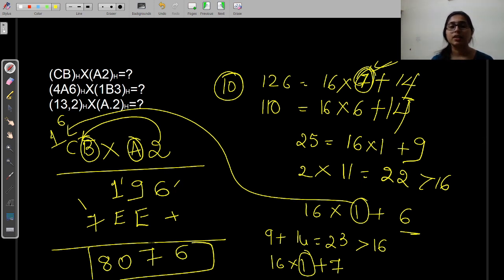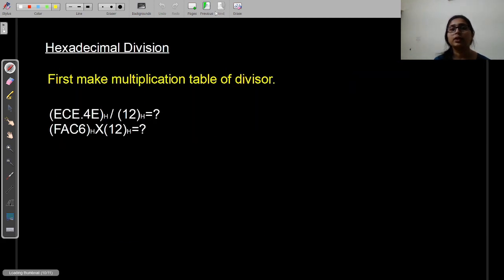Then add this using hexadecimal. So this is your homework. You can solve it by yourself: 4A6 and 1B3. So this is 13.2 and A.2. I will tell you the technique for 13.2 and A.2.